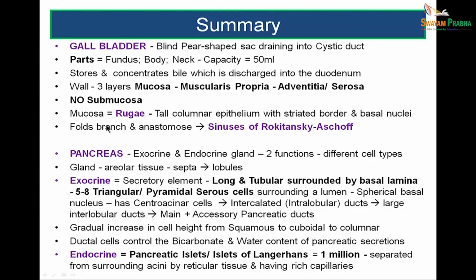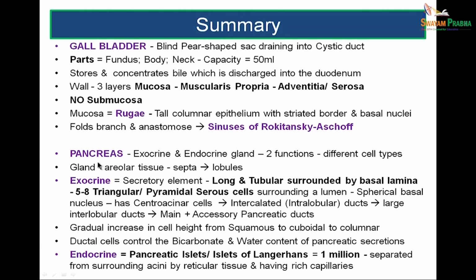The mucosa I showed you was highly folded, having rugae, lined by tall columnar cells having a striated border and basal nuclei. The folds can branch and anastomose and even invaginate into the muscular layer, giving you the sinuses of Rokitansky and Aschoff.